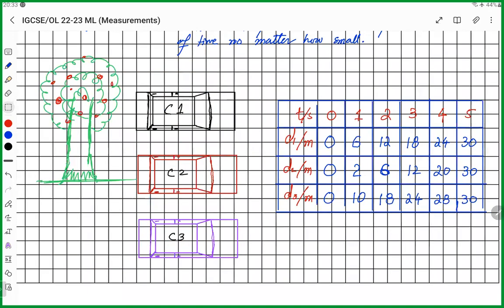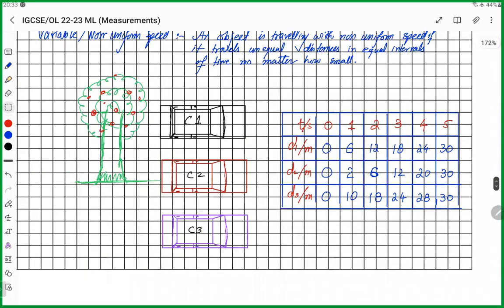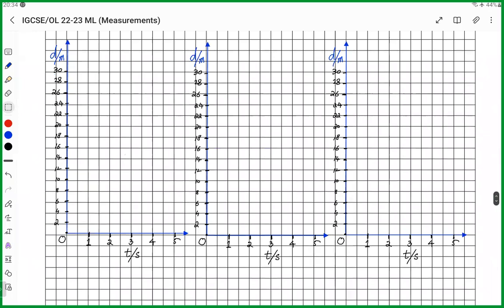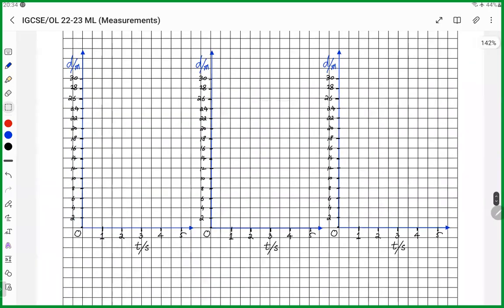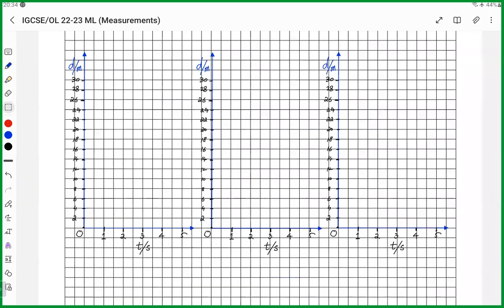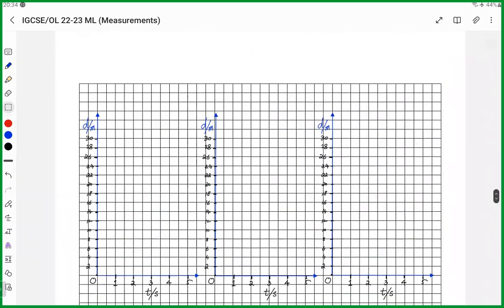Now you have to make all three graphs, and then we will discuss how the shape of each graph represents whether the speed of the car is increasing or decreasing or staying constant. Okay, let's consider it as your homework. Okay, so we will discuss this on Monday.